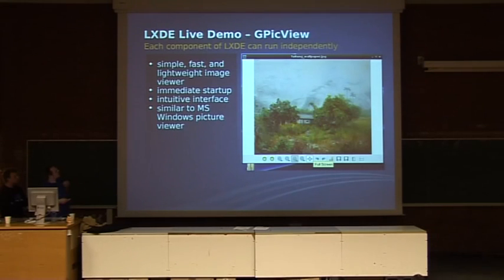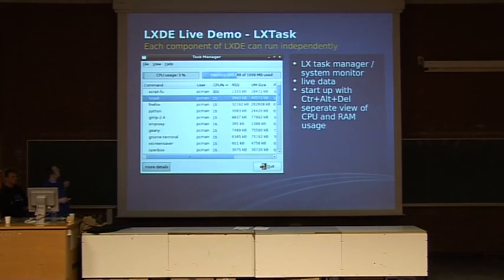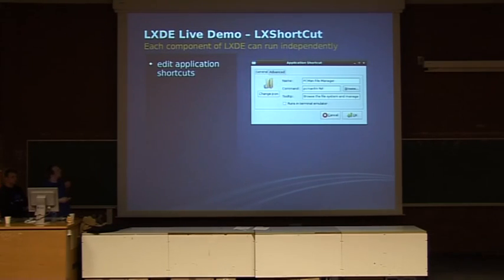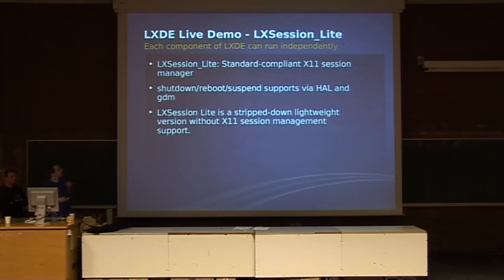We have an included picture viewer, which loads pictures very, very fast. It's pretty simple, but you can click through the images with the buttons. You can change the rotation, whatever. Here we have the task manager. It's also a simple one, but does everything you need. We have a tool to edit and create application shortcuts on the desktop and in the menu.